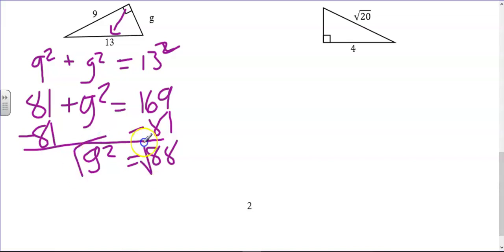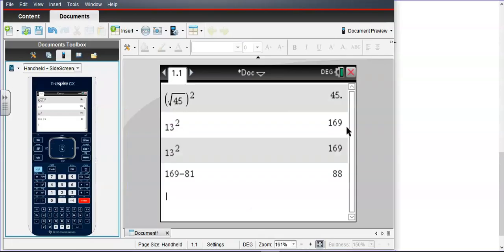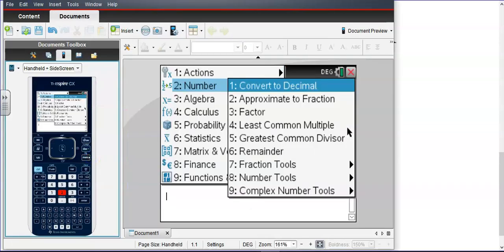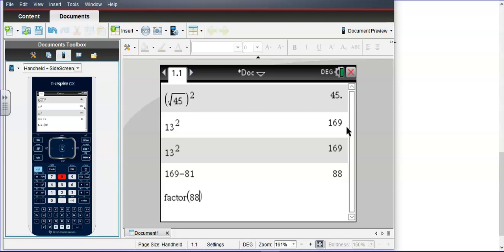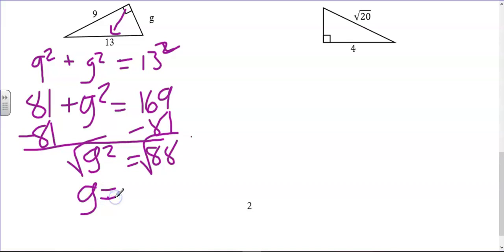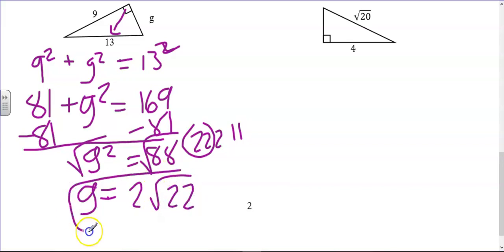So when we take our square root, remember, it's not a perfect square. So whenever we don't have a perfect square, we're going to go menu, number, factor, 88. 2 times 2 times 2 times 11. So 2, 2, 2, 11. A pair of 2's comes out. Radical 2 times 11 stays under the radical. So 2 radical 22. Okay, we're going to move on to some trigonometry.